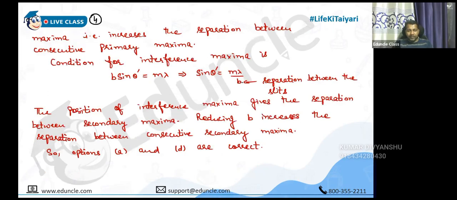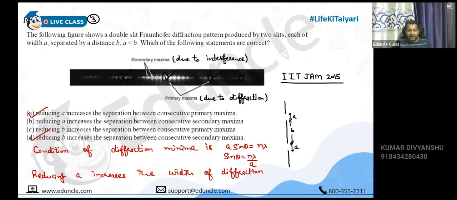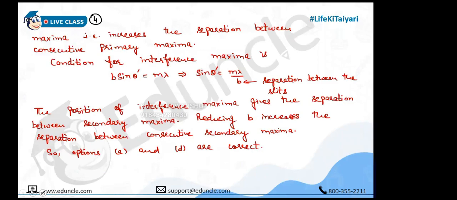And then in interference maxima, we have seen that if we increase or decrease the slit separation, then sin theta dash increases and hence theta dash increases. It means the separation between secondary maxima, these secondary maxima that are due to interference, will increase. This separation I'm talking about, this separation, this separation, will increase when you reduce b, and that is option D. Okay, sir.